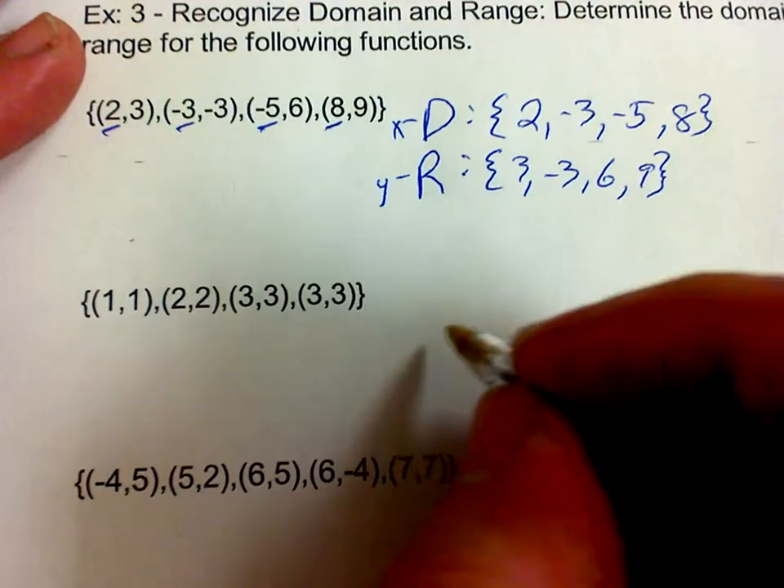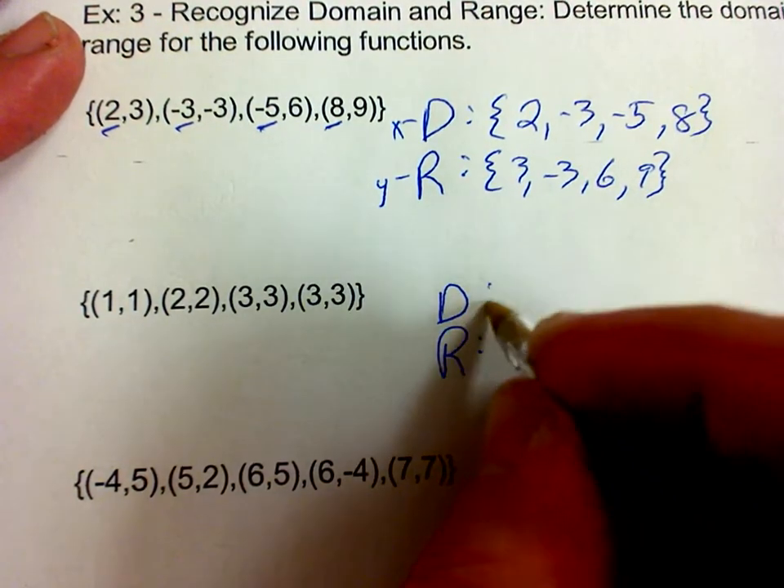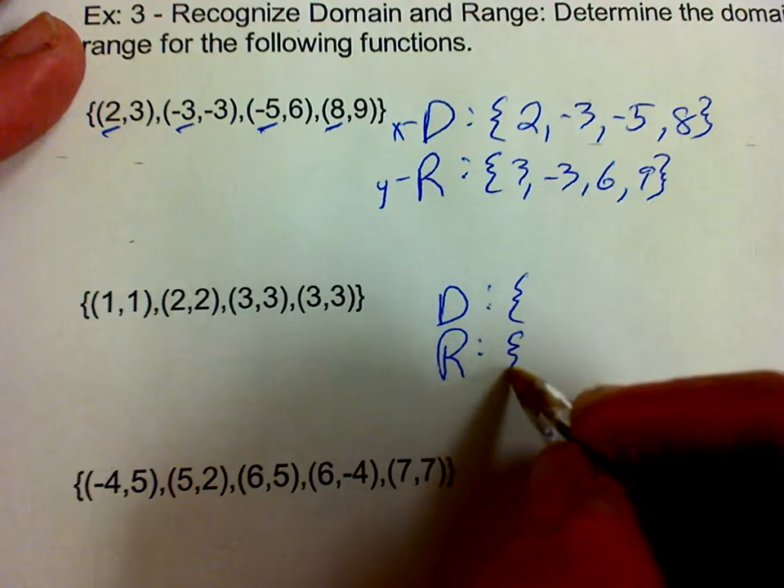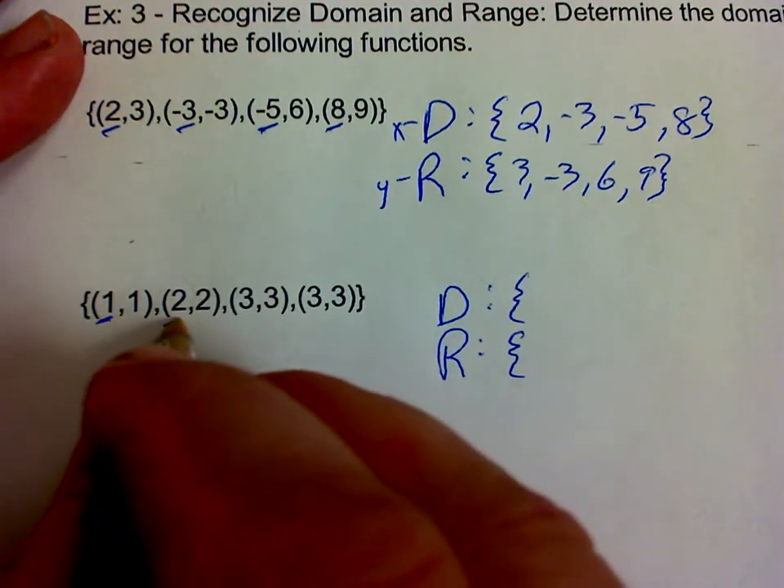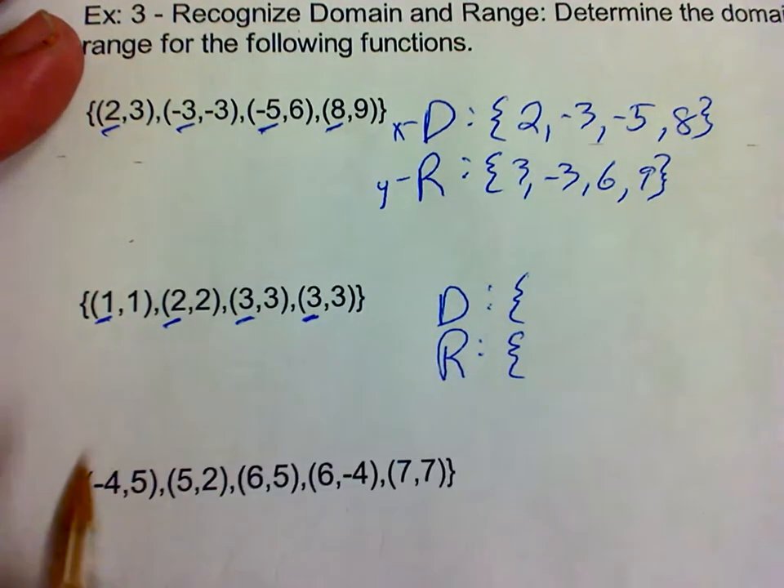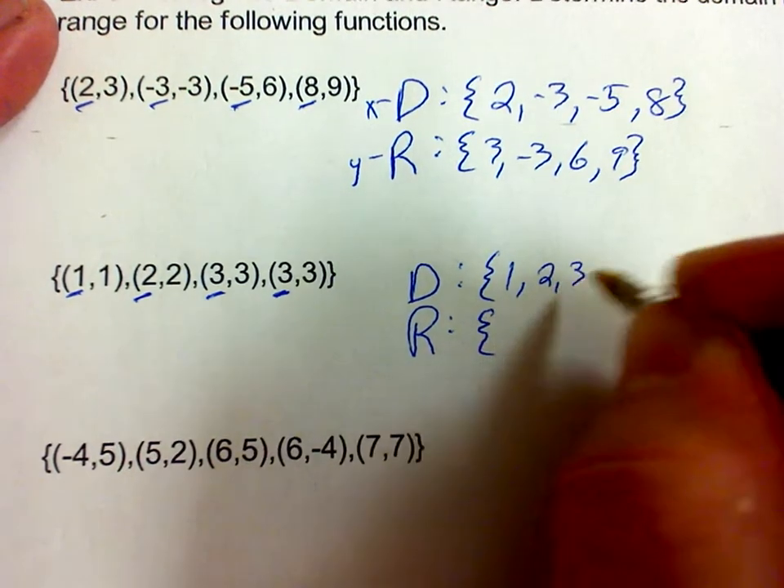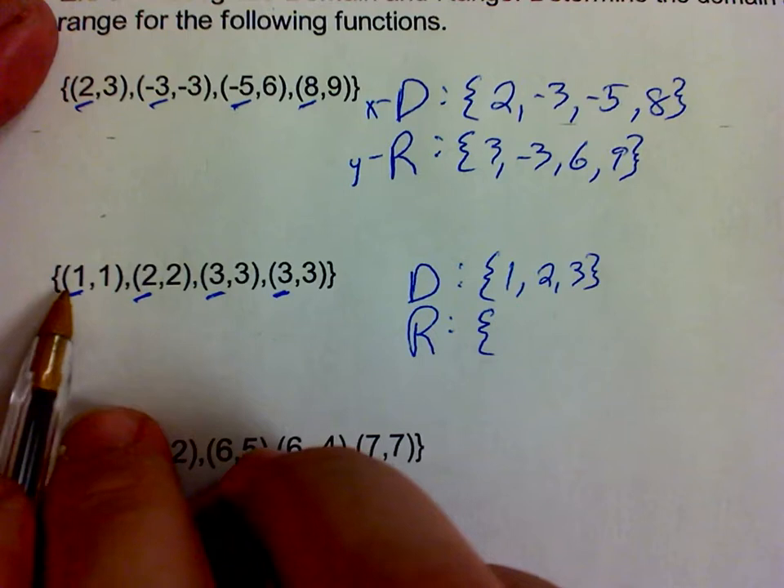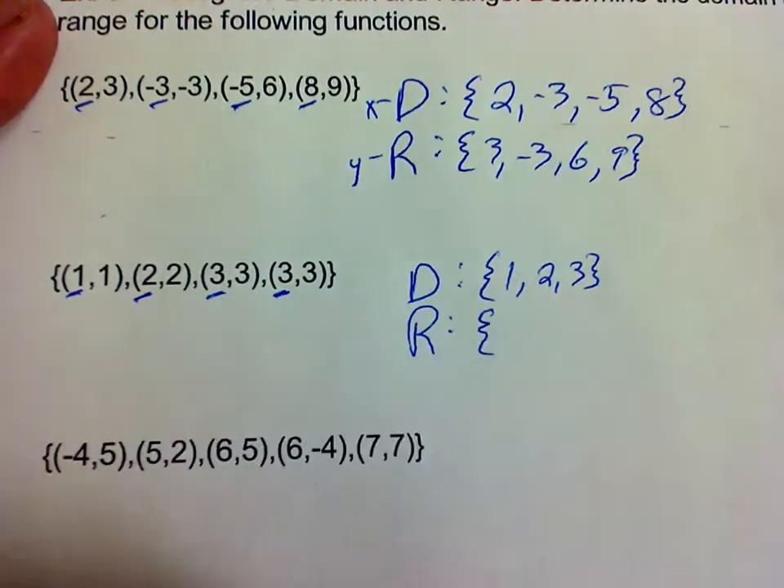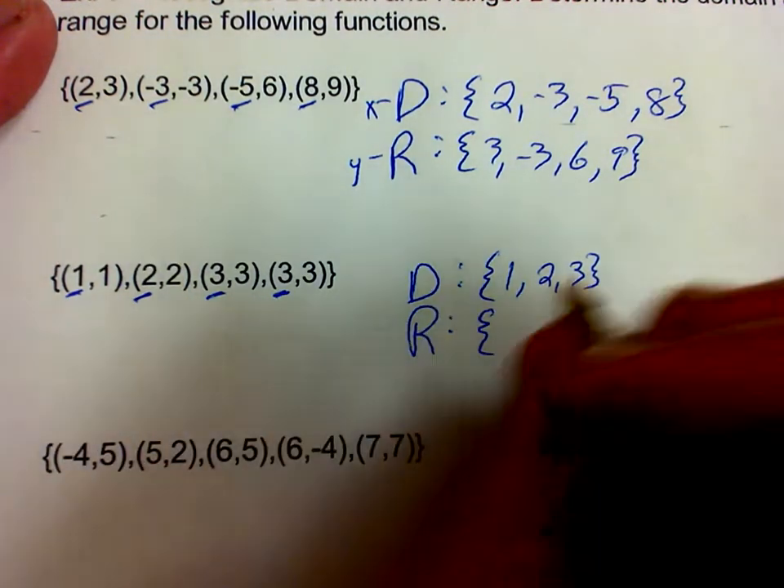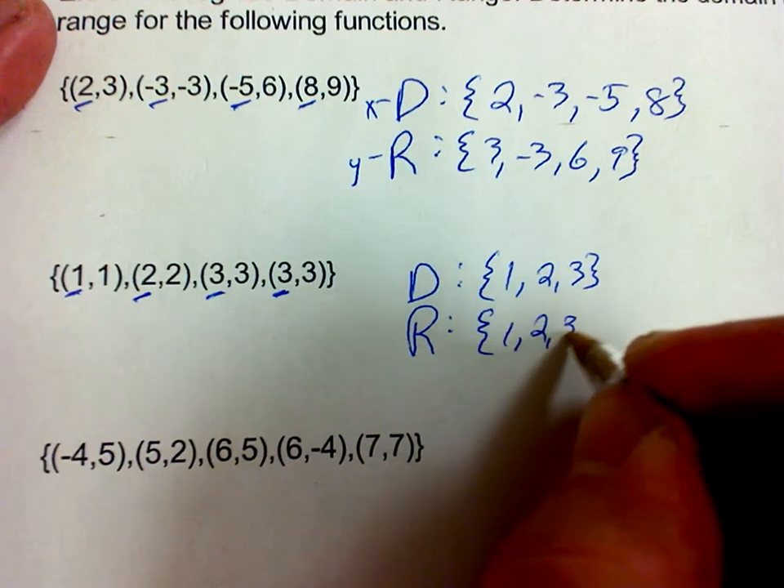All right, so if we had to do domain and range for the next to last one here, once again, if I just go through and underline all my X values, the first numbers in all the parentheses, it makes it easy to identify. This does bring up an interesting one, because the domain would be 1, 2, 3, and we're not going to write that second 3. The range is actually going to be 1, 2, and 3.